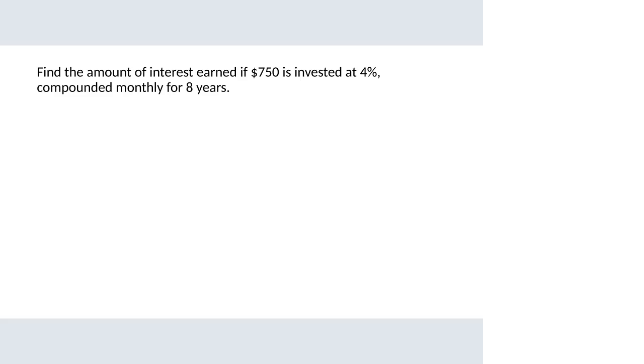Find the amount of interest earned if $750 is invested at 4% compounded monthly for 8 years. Okay, well, let's see what happens here as we read through this question. The first thing I notice is find the amount of interest earned if 750 is invested at 4% compounded monthly. Right there it is. Should I use simple interest here or compound interest? I'm going to use compound interest because it told me to.